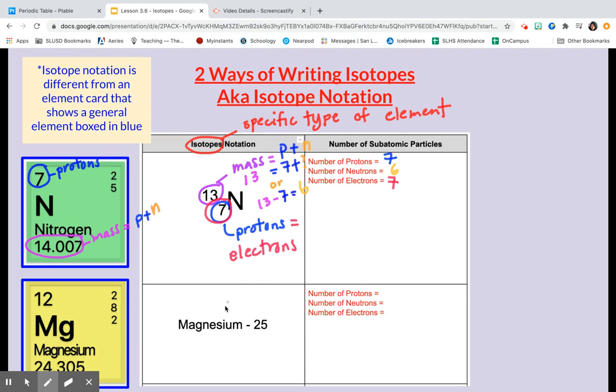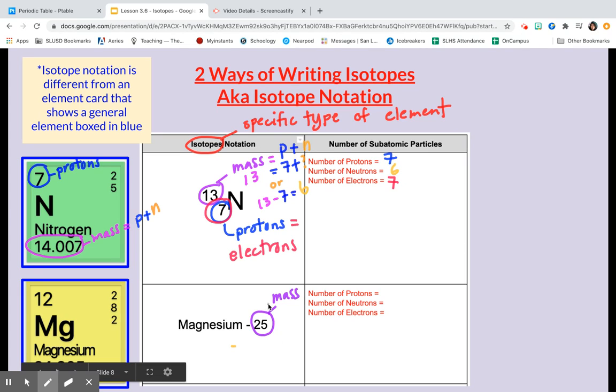There's a different way of writing an isotope as shown here, right? Sometimes it'll show the full name, dash 25. In this case, it doesn't show you the number of protons, it shows you just the element, magnesium, and this number is the mass, right? So using the same colors, this one now is my mass, right?